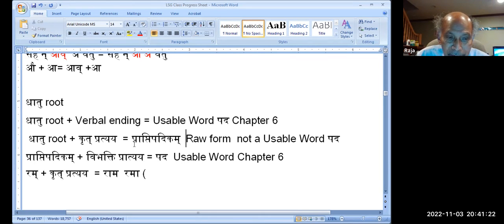And vibhakti pratyaya determines how we are using the word or the term in a sentence, whether using that as a subject, or as an object, or as an instrument. So all the 7 vibhaktis depend on that. So what I'm saying is, when you divide this sloka into parts, it has to be a proper usable word.